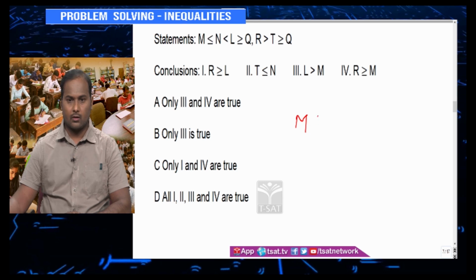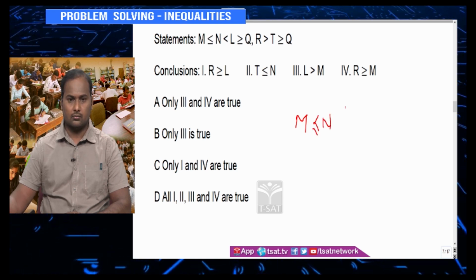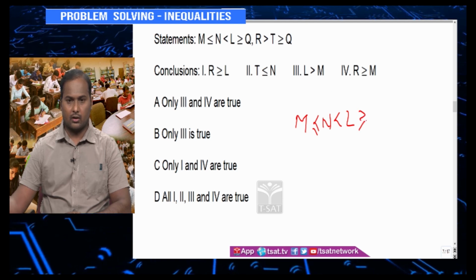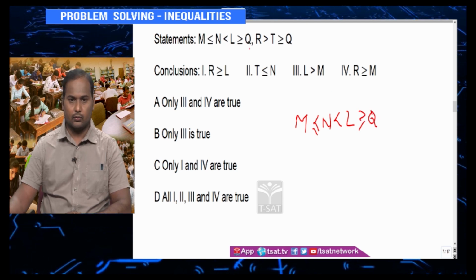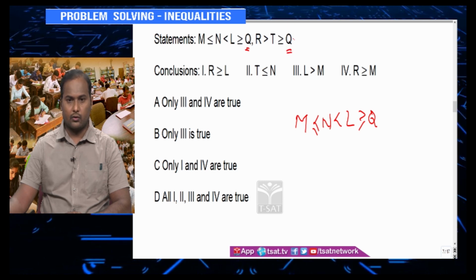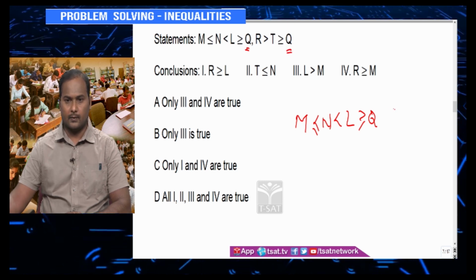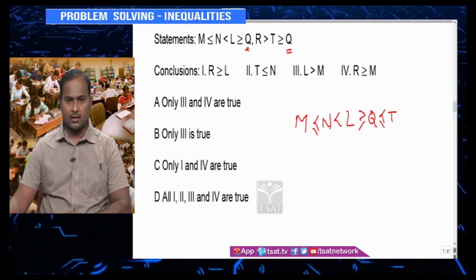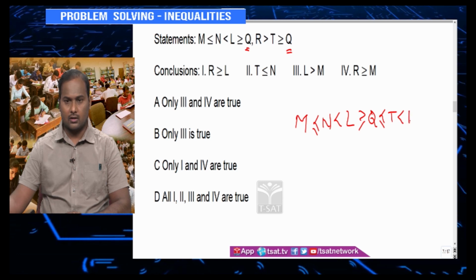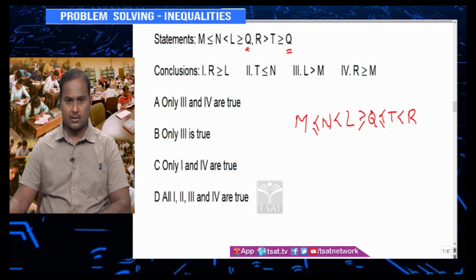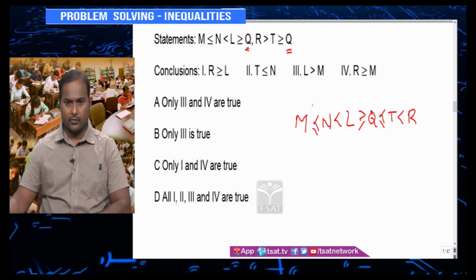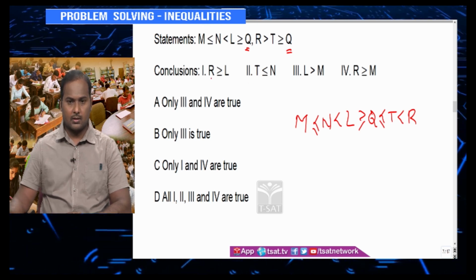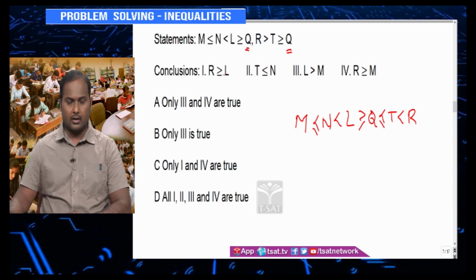So M is less than or equal to N, is less than L, is greater than or equal to Q. See here Q. Now you start from here Q. Now Q is less than or equal to T, and T is less than R. You convert these two statements into a single statement. Now let's check the conclusions. Now he is asking the relation between R and L.